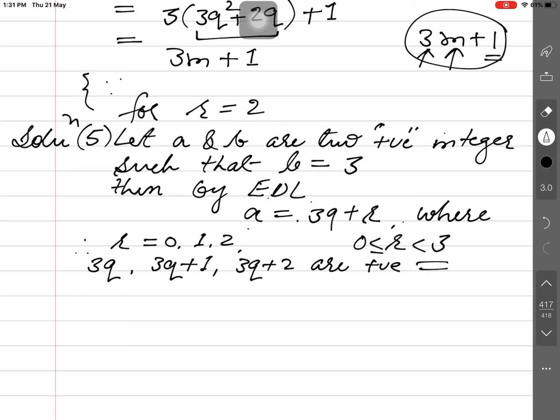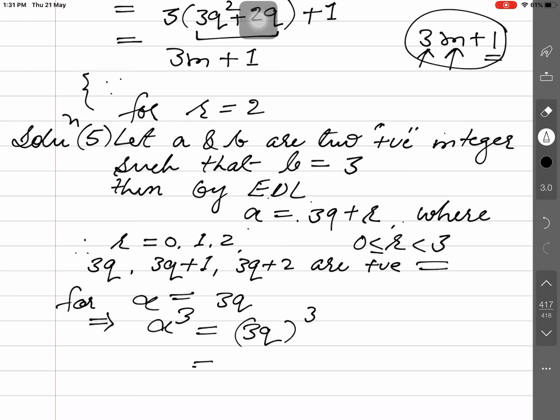Now please come to the topic. 3q, 3q plus 1, 3q plus 2 are all positive integers. So again you will take for a positive integer a equal to 3q. What is to be done? Cube of the positive integer, so a cube is equal to (3q) whole cube. Now next it's 27 and q cube.